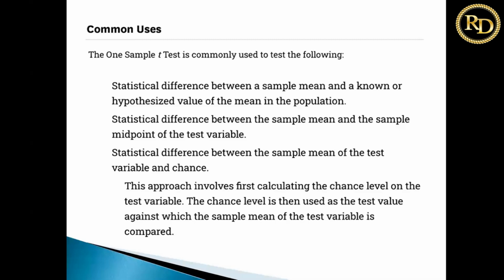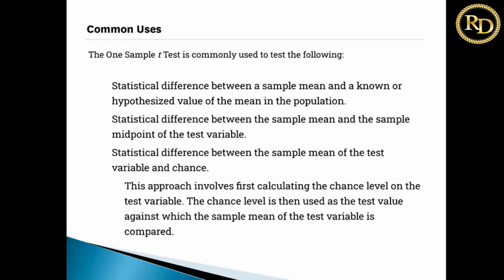Here the one sample t-test is commonly used to test the following. These are the areas where the one sample t-test is applied. We can apply it to test the statistical difference between a sample mean and a known or hypothesized value of the mean in the population. That is, we are just testing whether the sample is well representing the population or not.